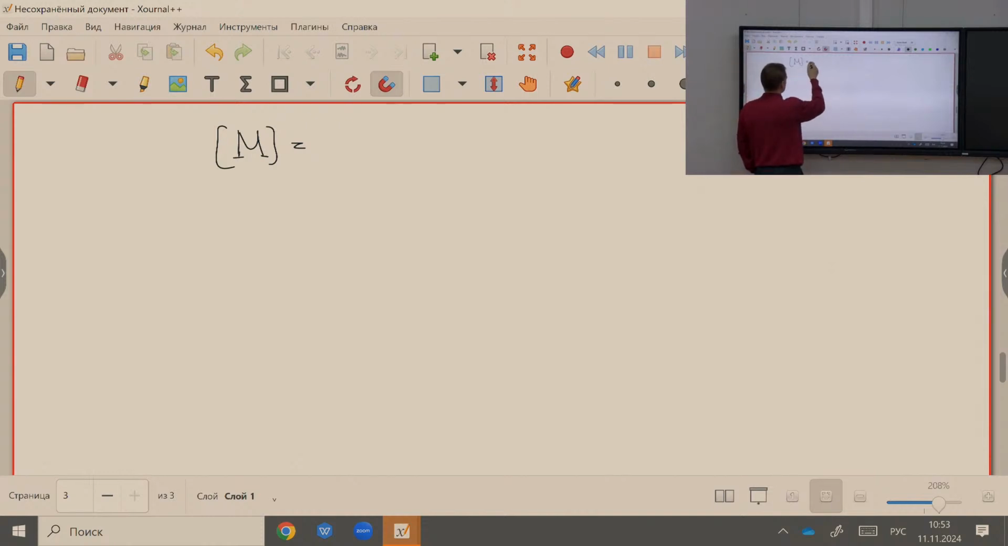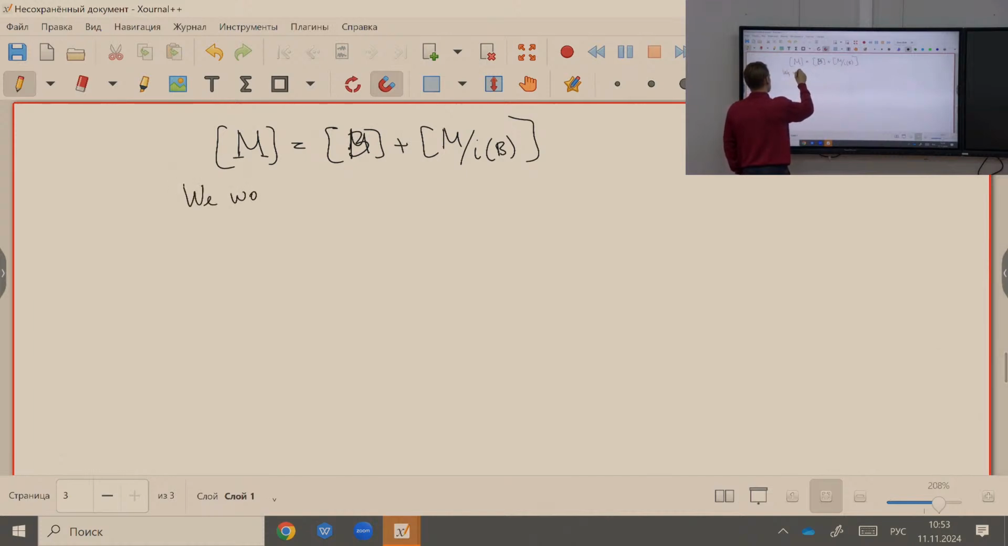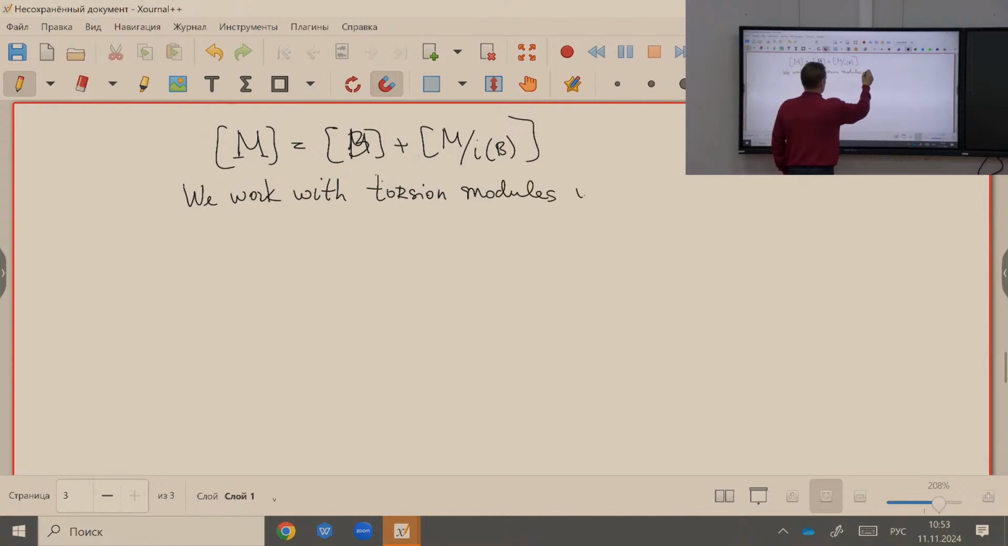So M is just equal to M plus M modulo B plus M modulo the image of B. So we can assume that we work with torsion modules, where we have the filtration.